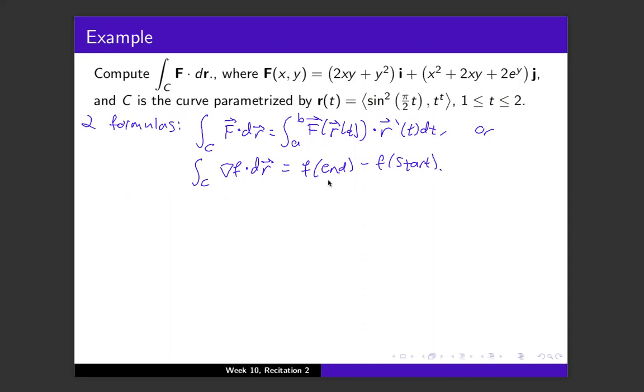Now, here's the thing. If we try doing the brute force strategy in this case, the first one, we'd run into a really big problem. This t to the t thing is a real pain in the neck to differentiate. It's possible, but it's really crappy. So let's see if we can do this in a way that avoids that entirely. The question we should ask is: is F conservative?